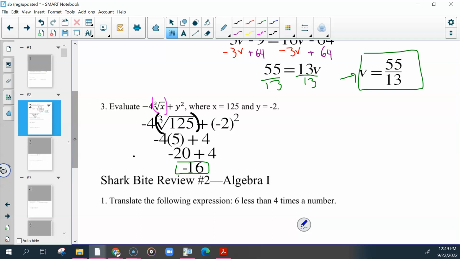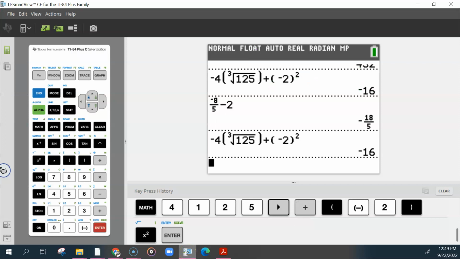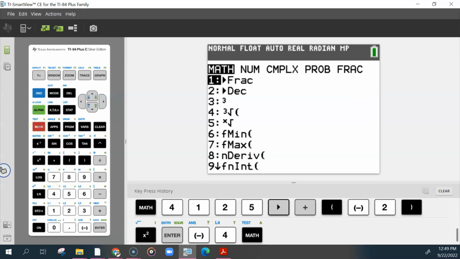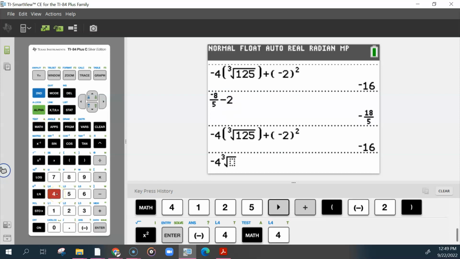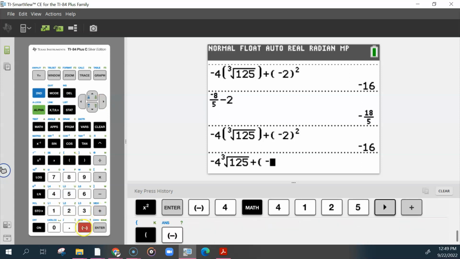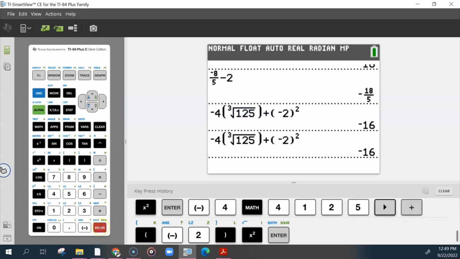But in your calculator, I did this earlier, but I'm going to show you again. I could type in negative 4, math, number 4, to get my cube root, 125, come out of it. And then we're adding, in parentheses, put negative 2, and outside of those parentheses, put square. And you would get negative 16.